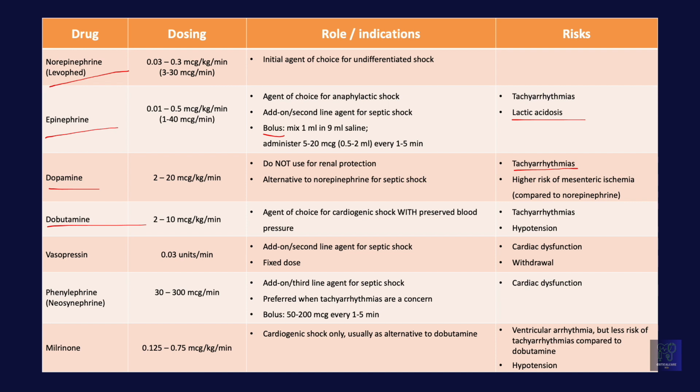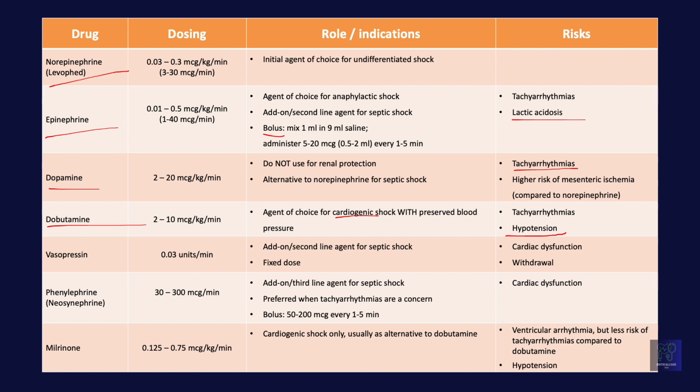It is the agent of choice for cardiogenic shock because it has inotropic properties and it causes vasodilation, so it is decreasing the afterload. But one problem with that is it causes hypotension due to arterial vasodilation.